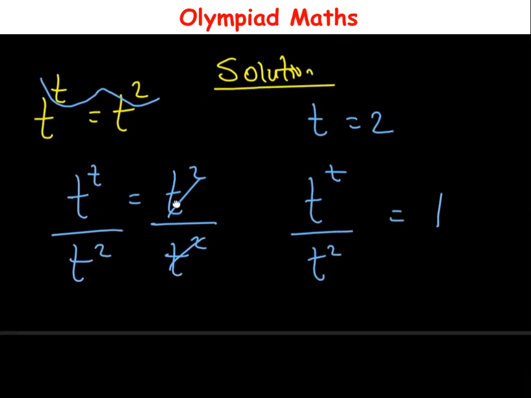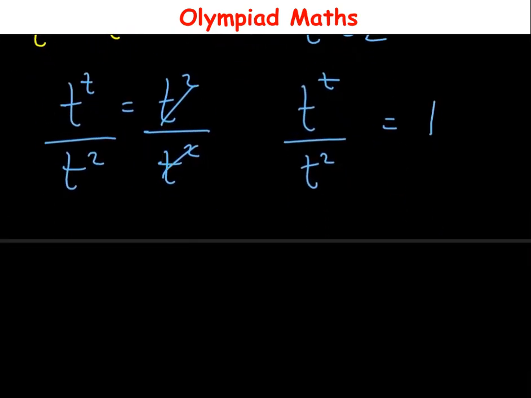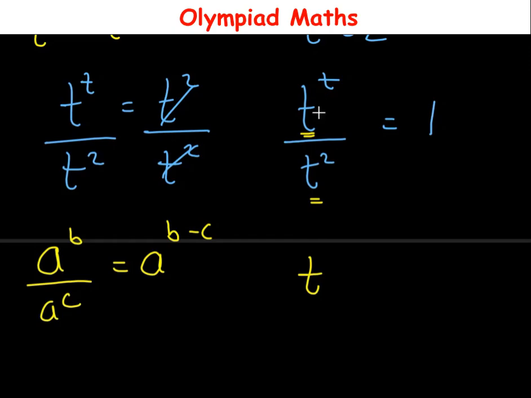Now, by applying this rule of indices, that if you have a raised to power b over a raised to power c, this equals a raised to power b minus c. So in this case, we have the same base, t and t. So simply pick one and then subtract the powers since they are joined by a division sign. So that becomes t raised to power t minus 2, then is equal to 1.